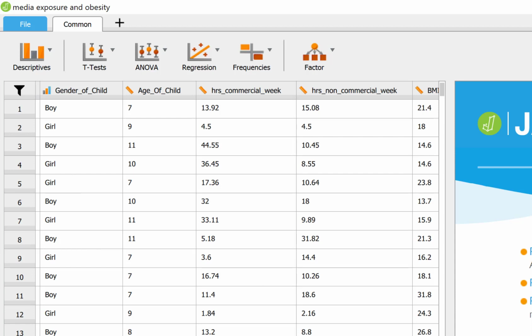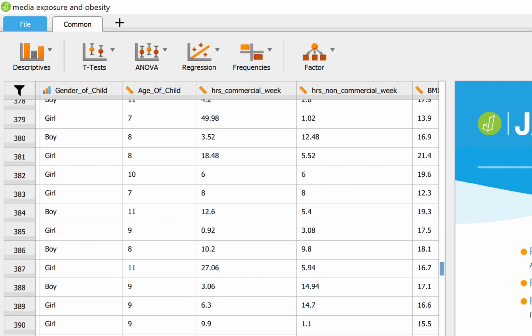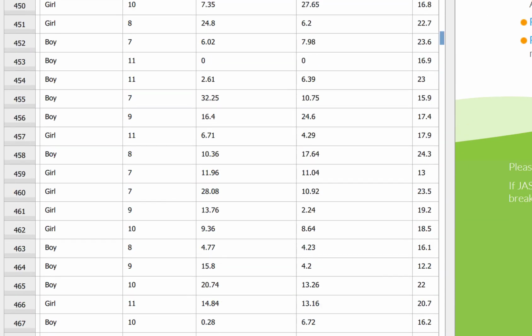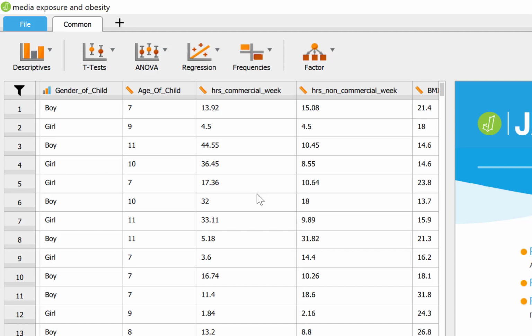So what we're interested in really is the extent to which these two variables predict body mass index. We also want to control for the effect of gender and age on body mass index. So it's a really straightforward analysis. We've got a continuous dependent variable and we want to see the extent to which these four variables are associated with body mass index. You can see we've got an extremely large sample in this example here, so we've got 1,087 children in this sample.